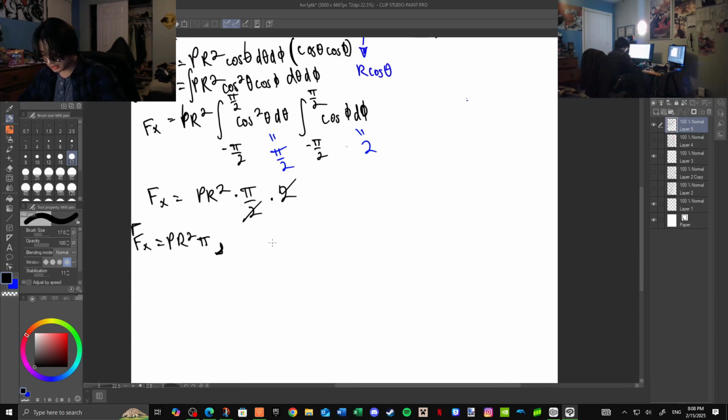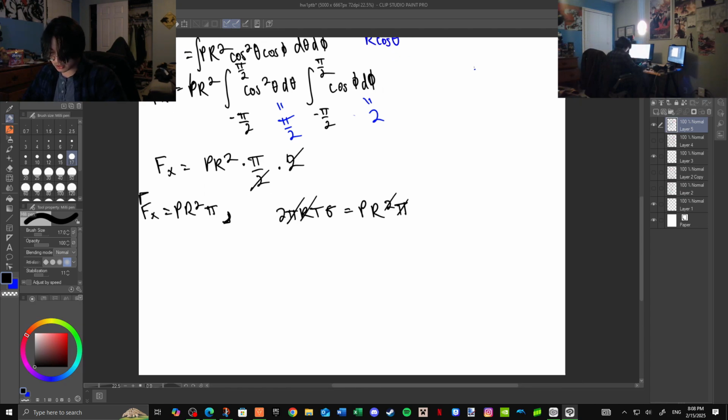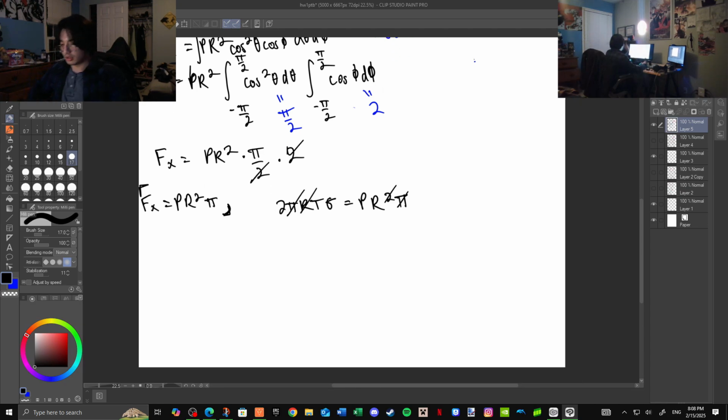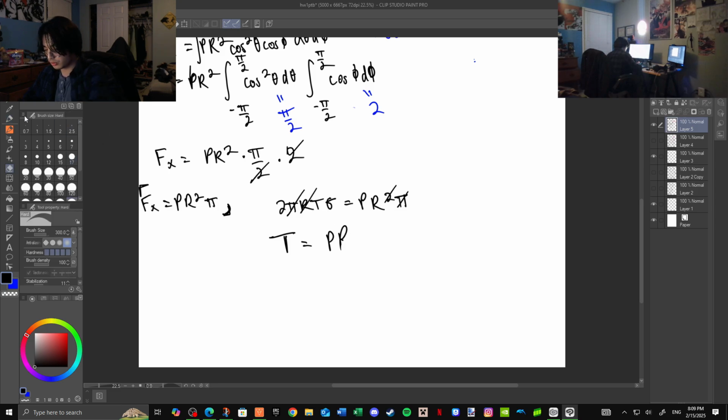So we have 2 pi r t sigma, sorry, not theta, sigma. Set this equal to the expression we found just now, pr squared times pi. We can cancel out some values. We cancel out the pi's, we cancel out an r, and now again we're finding the thickness needed. So you just rearrange the equation a bit, and you're left with t equal to pr divided by 2 sigma.